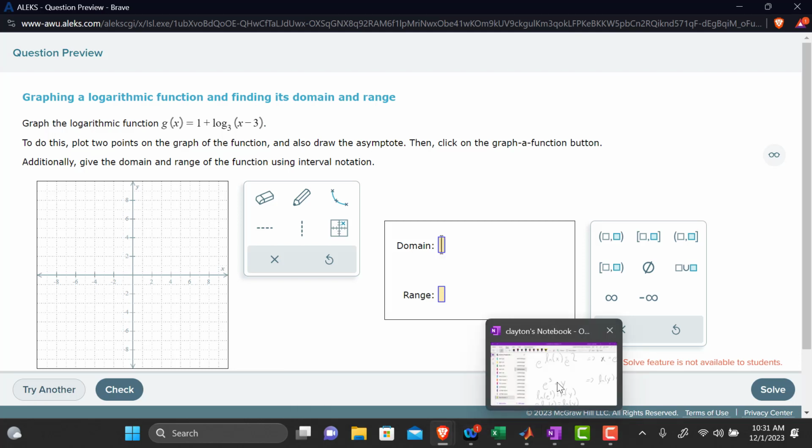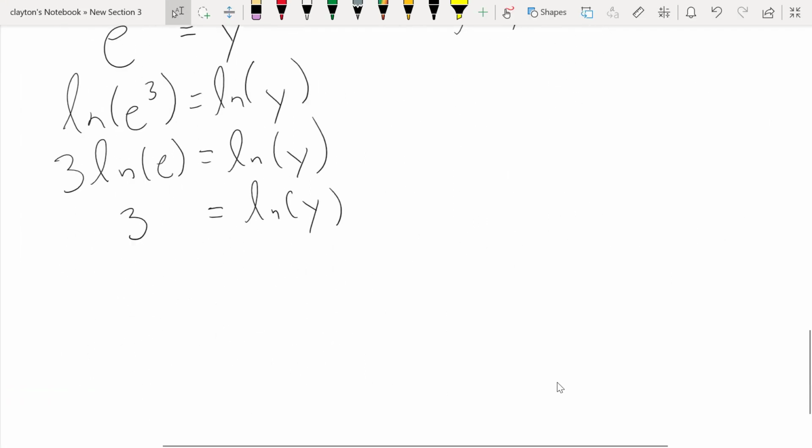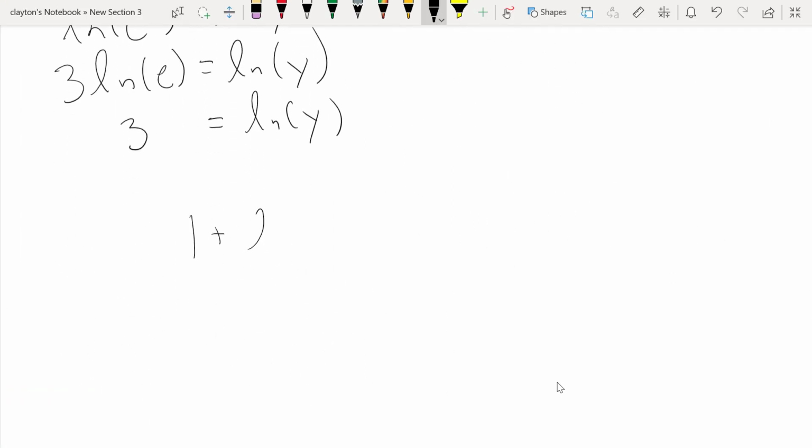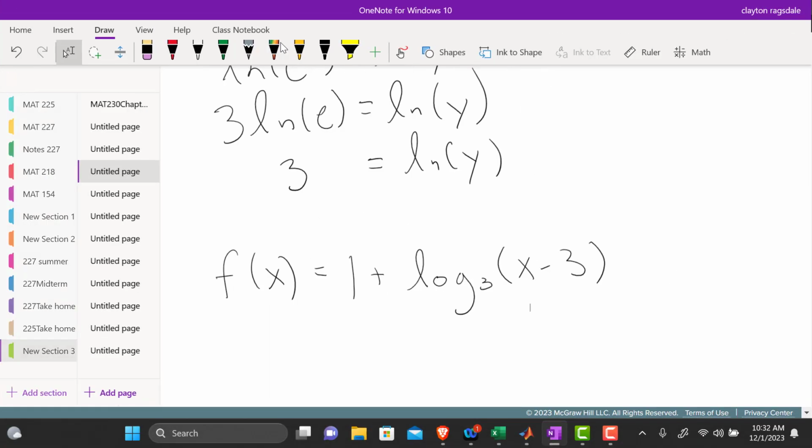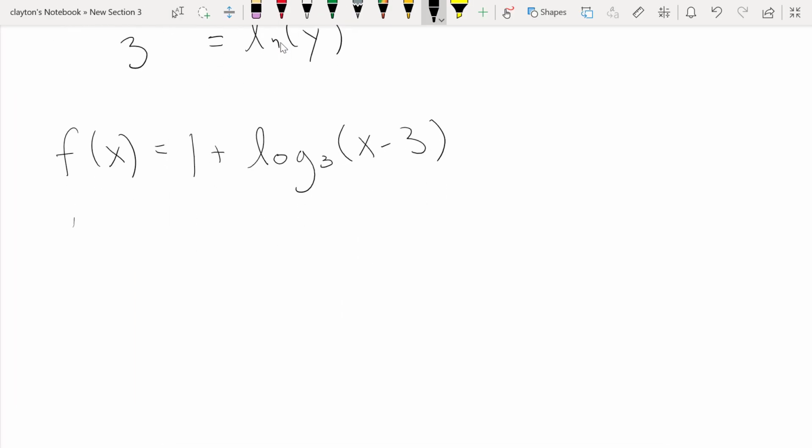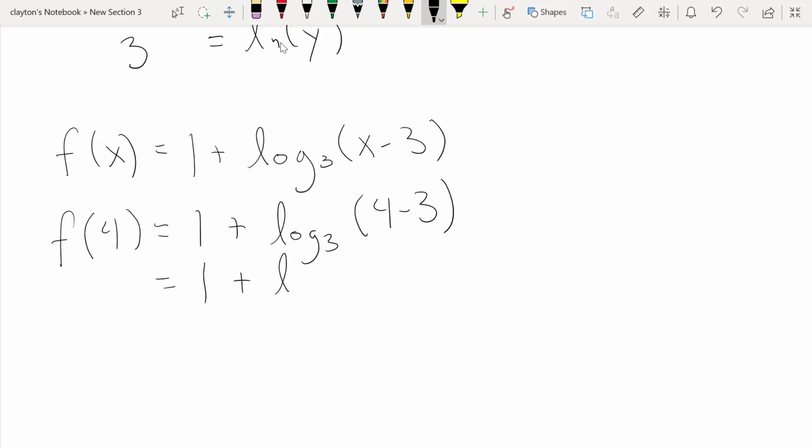And what do they call their function? We'll just call it f of x. Okay, so let's pick some nice points now. So let's say I'm going to do, and we'll explain this in a second, f of 4. This is going to be 1 plus log base 3 of 4 minus 3, or in other words, 1 plus log base 3 of 1.